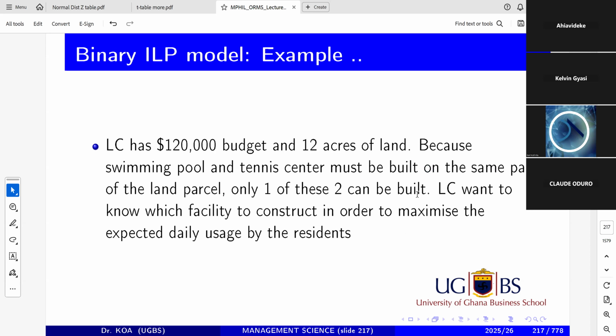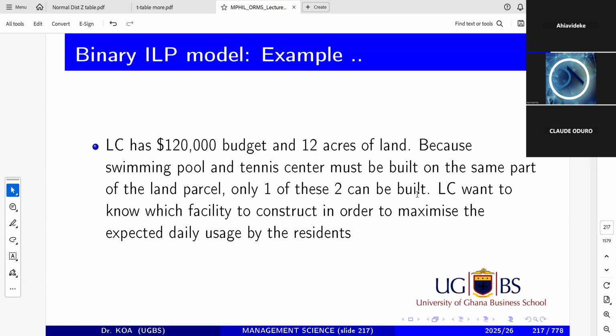So Carl, try. Yes, sir. To say it's binary is to say that you can have one in your decision. So we have 4 recreational facilities: pool, tennis center, athletic field, and gymnasium. Now they're supposed to pick only one that they can build. That's what makes it binary. Yes. Guide your thoughts towards this binary.